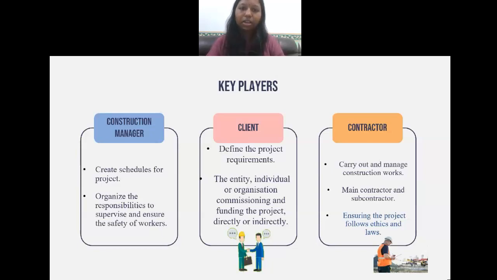Second is client. Client is defined as an entity or individual or organization commissioning and funding the project directly or indirectly. They define the project requirements. Third is contractor. Contractors carry out and manage construction works. Contractors can be defined as two: main contractor and subcontractor. They must ensure the project follows every ethic and law.